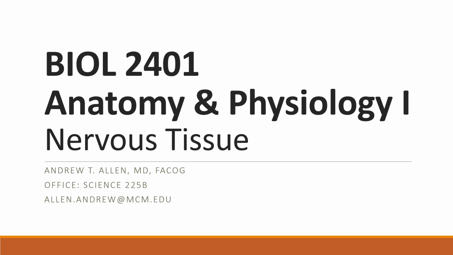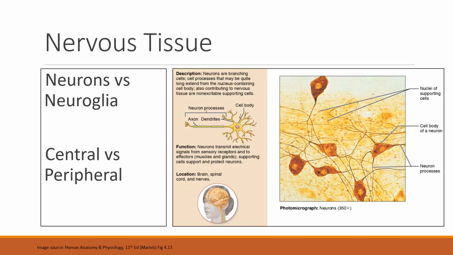We're going to talk about nervous tissue now. When we're looking at nervous tissue, I'd like for you to think about it in a few different categories. One way is, are we talking about neurons, which are those nerve cells themselves, and kind of pictured here, here's a neuron, or is it the support cells and support structure called neuroglia?